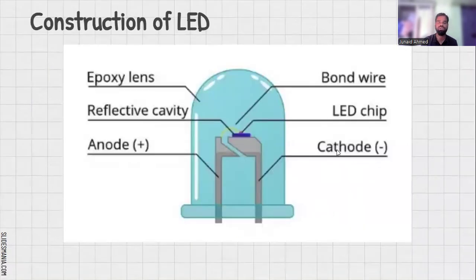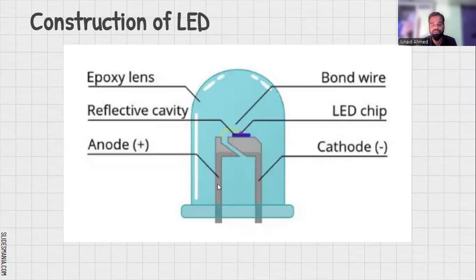Then the construction of LED, which has an epoxy lens that can propagate the light in all directions. The epoxy lens is almost transparent in color, so whatever light the LED generates can propagate in all directions. The reflective cavity gives direction to the light; it reflects the light.